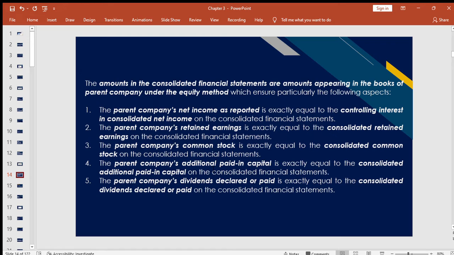And the parent's common stock is exactly equal to the consolidated common stock. And also, the parent's additional paid-in capital, yung ating mga share premium, will also be the same. The parent company's dividend will also be the same. Okay?